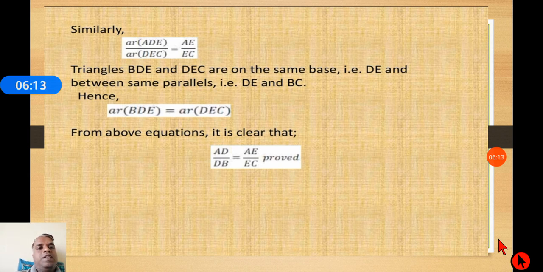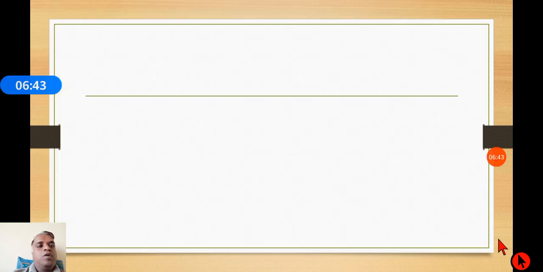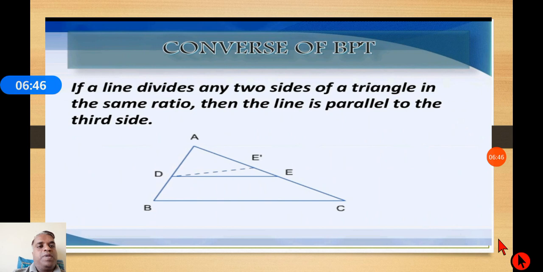Triangles BDE and DEC are on the same base DE and between the same parallels, that is DE and BC. Hence, area of BDE equals area of DEC. Both are on the same base, so the two triangles will be equal. From the above equations, it is clear that AD by DB equals AE by EC. This is known as Thales' theorem or basic proportionality theorem.